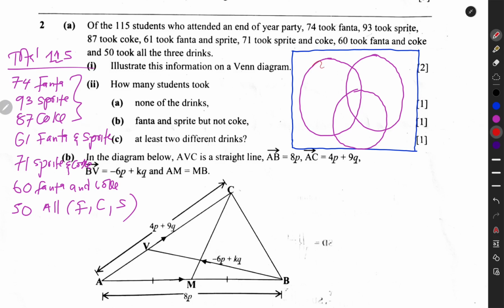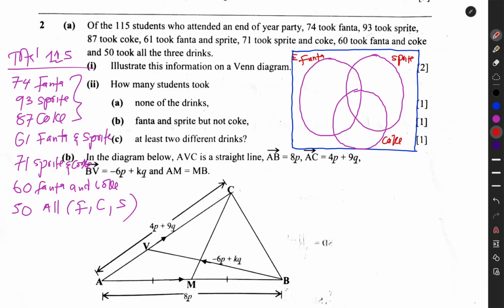I'm going to put the first one for Fanta, so I'll write F, but you can write Fanta. Then the second one I'll put for Sprite, and this one for Coke. And here I'll put E for universal set. Now, we haven't illustrated the information, I've just drawn the Venn diagram. So how do you illustrate the information in the Venn diagram? This is what you do.